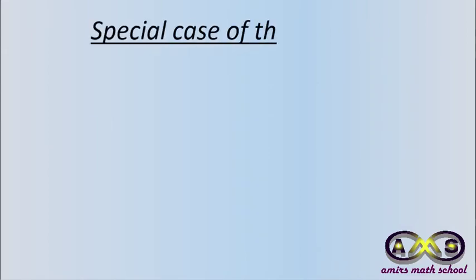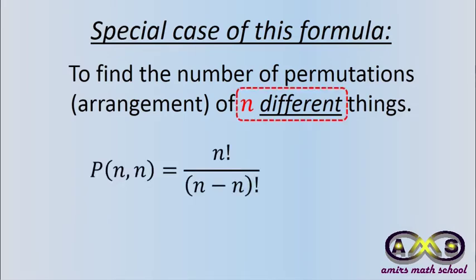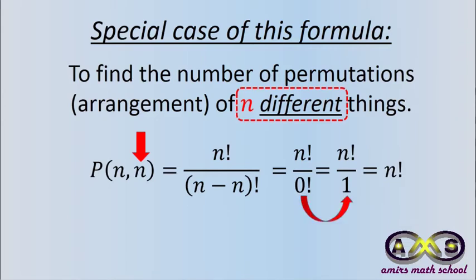Now we see the special case of this formula. To find the number of permutations or arrangements of n different things, in this case we have to arrange all n different things, that is n and r are equal. So if we substitute r equal to n, then we get n factorial divided by n minus n factorial, which is equal to n factorial divided by 0 factorial, which is n factorial divided by 1. We know the value of 0 factorial is equal to 1, so it is equal to n factorial. So when n and r are equal, that means the arrangement of all things, we use the formula n factorial.